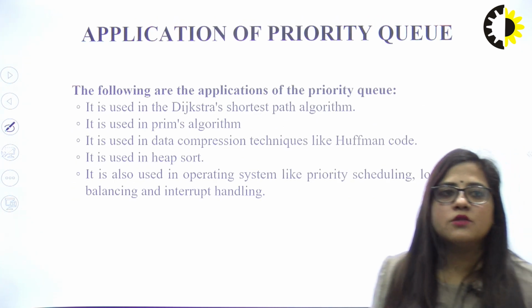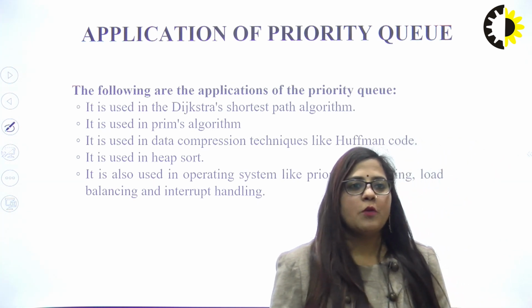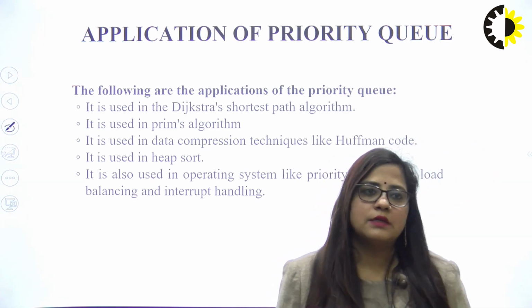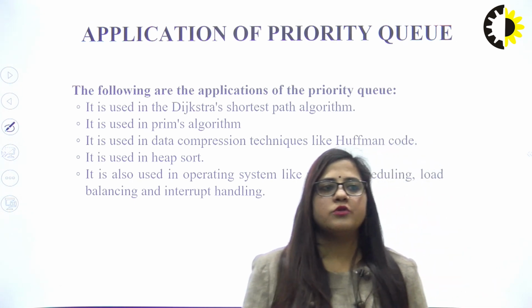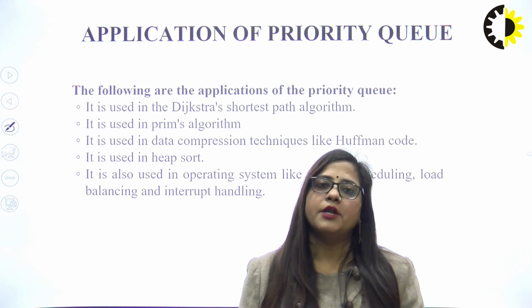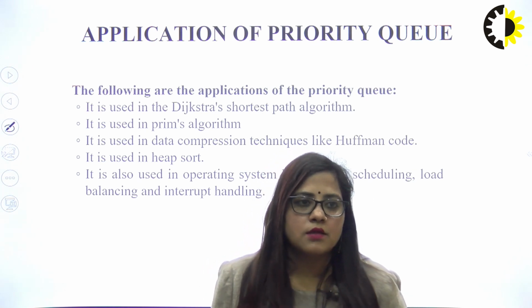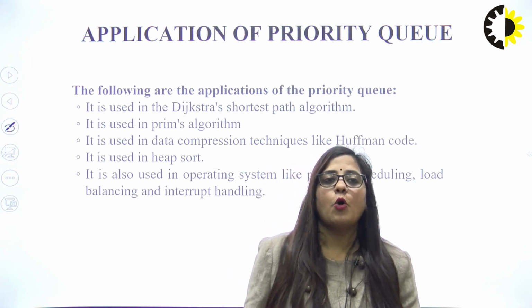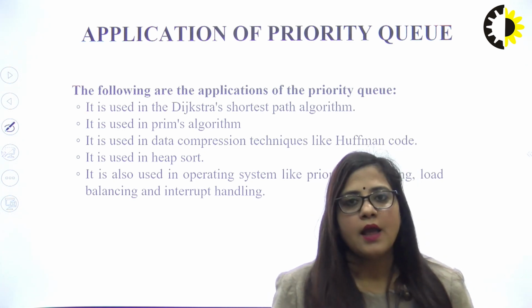These are some applications of priority queues. Priority queues are used in Dijkstra's algorithm and Prim's algorithm, and also in data compression techniques like Huffman coding, and in heap sort. Some other applications are in operating systems, like scheduling, load balancing, and interrupt handling.